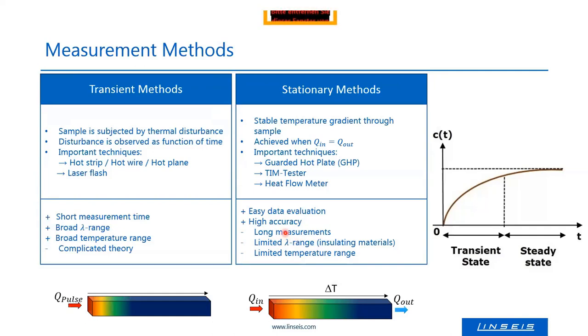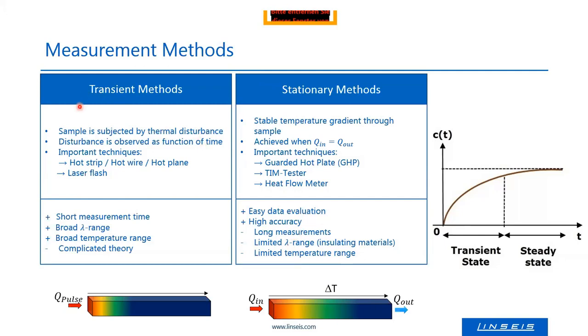The plate instruments or steady-state instruments are suitable for the low thermal conductivity range. For good conductors, it's difficult because you have to avoid heat loss during the experiment. You have to insulate everything very well, and at a certain thermal conductivity, you cannot avoid heat loss anymore. And by that, the range is limited.